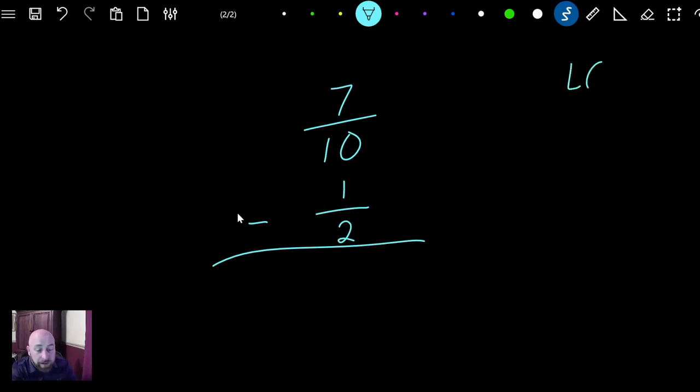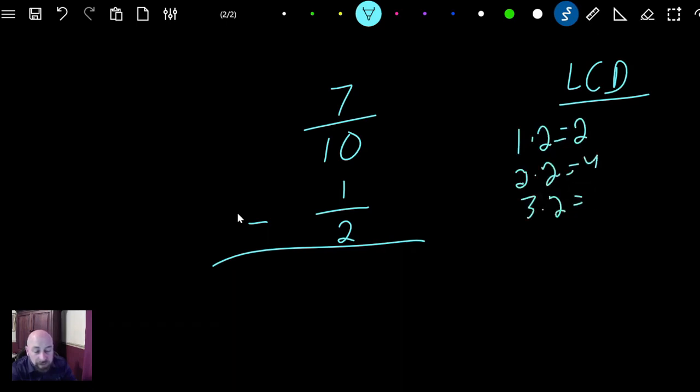All right, so let's go back to this LCD idea. And maybe you've figured it out quickly again. But if we take 2, 1 times 2 equals 2. 2 times 2 equals 4. 3 times 2 equals 6. 4 times 2 equals 8. And 5 times 2 equals 10. Well, look what I got right there.